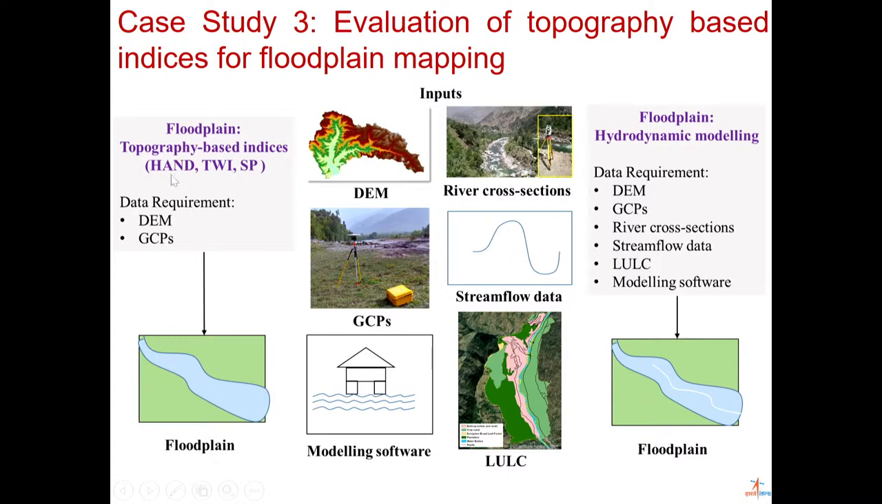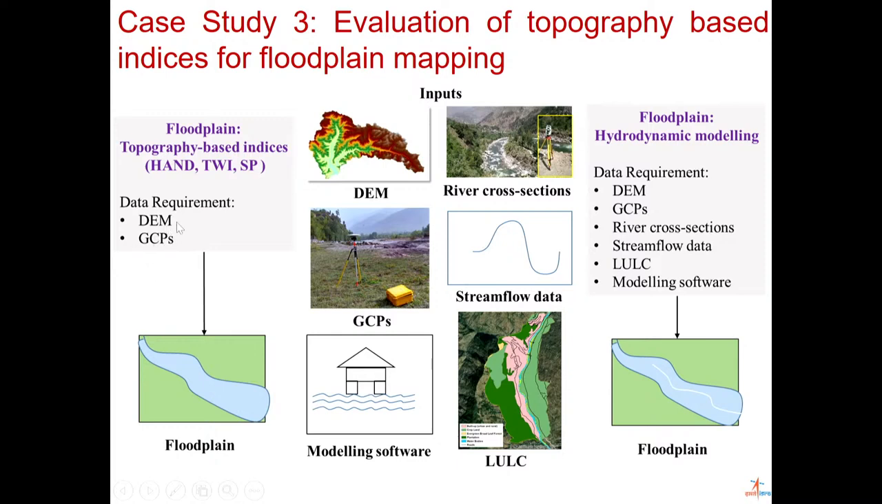Now you have three topographic indices: HAND, which is height above nearest drainage, then TWI, the topographic wetness index, and then SP, the slope position. These are the three topographic indices. The advantage of these topographic indices to delineate the floodplain is that they are very quick. The computational time required is obviously very low, and the data that you require is basically only a digital elevation model. So this is the only one input required.